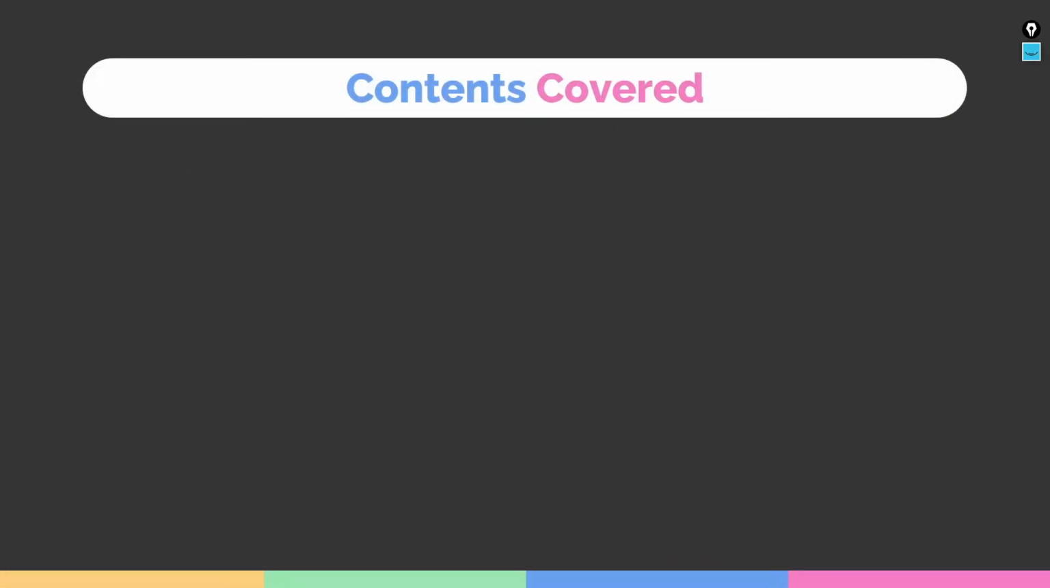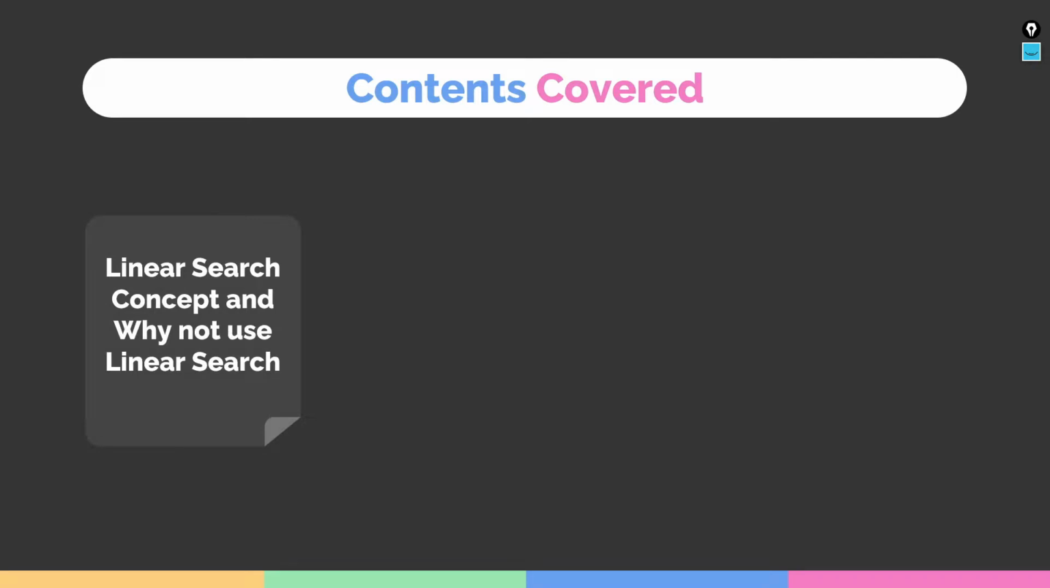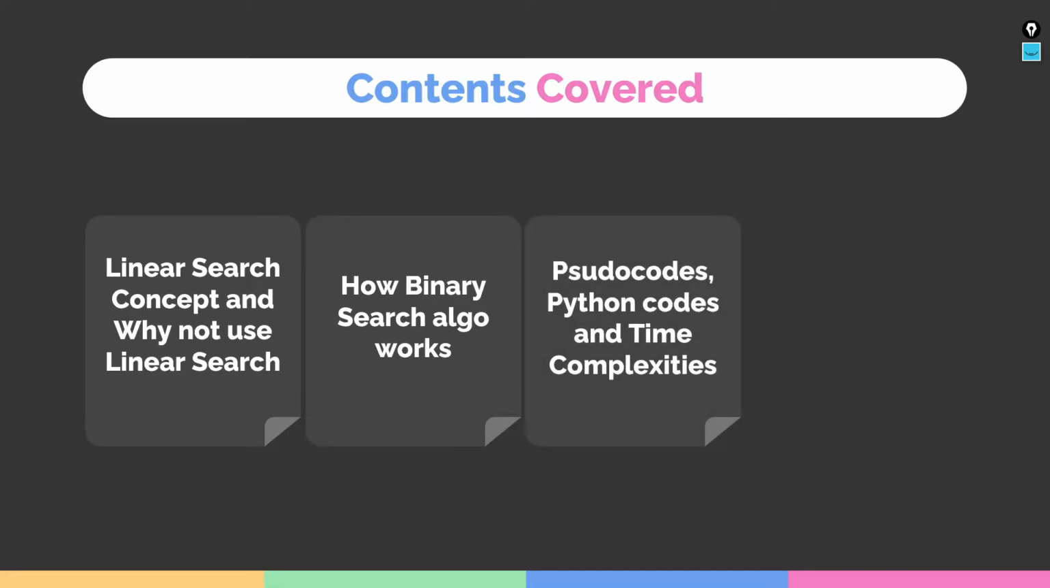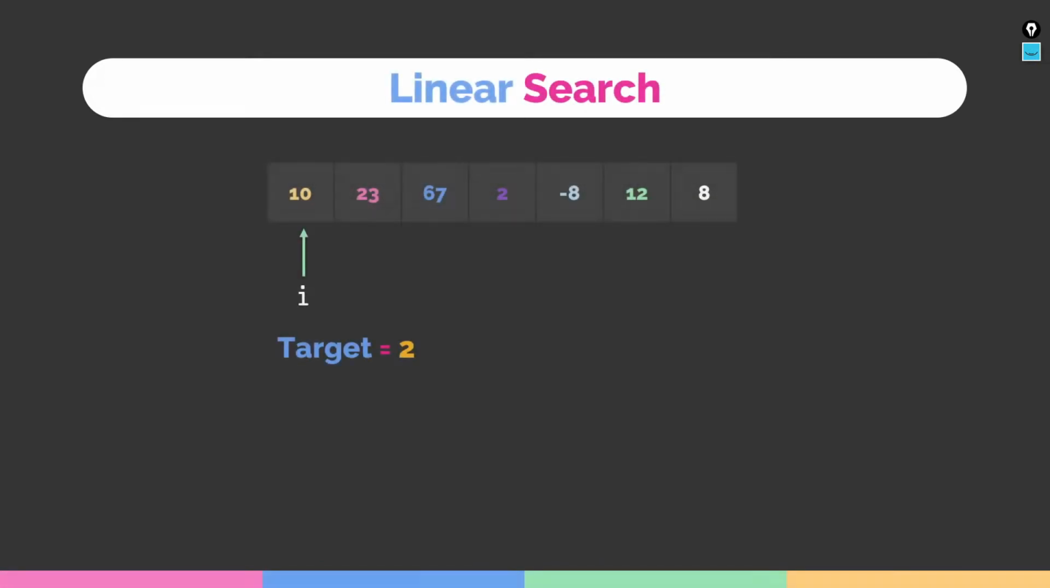The contents that will be covered in this video are the linear search concept and why not use linear search, how binary search algorithm works, pseudocodes, Python codes, time complexities, and drawbacks of binary search. So let us first see what is binary search.